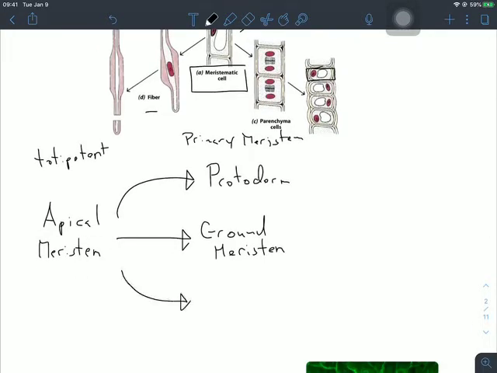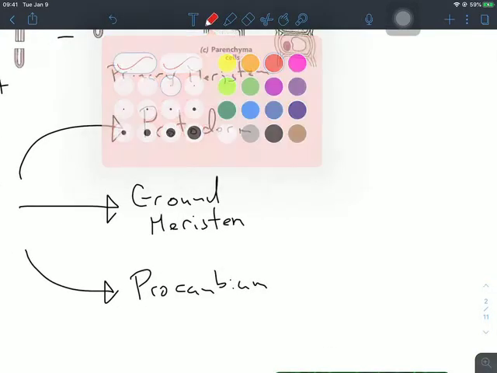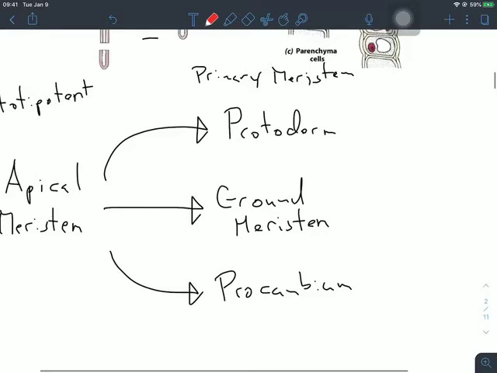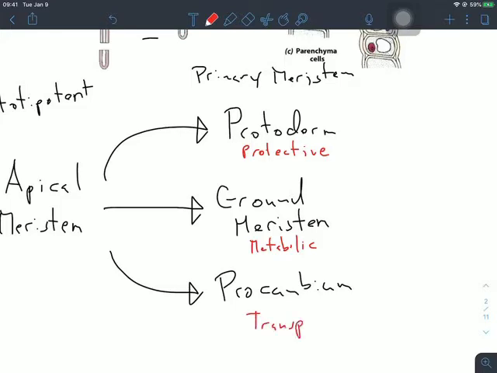And then the third tissue type is called the procambium. And this will be your transport tissues. So in this way, you have the apical meristem differentiating into our three different plant tissues. The protoderm, that will be the protective outside. The ground meristem, that will be the living structural supportive inside. So I'll call this your metabolic cells. And then your procambium, that will be your transport tissues.